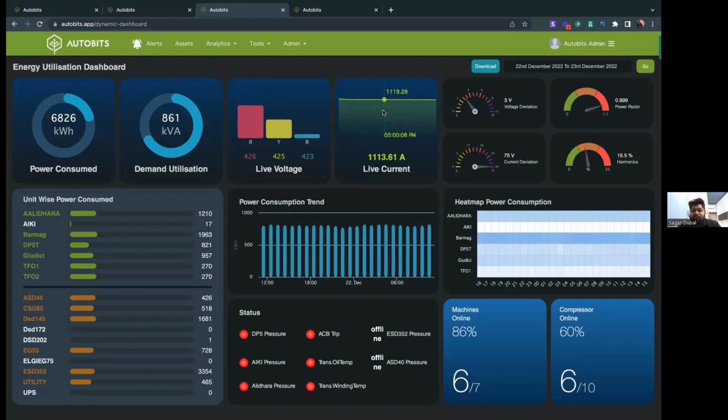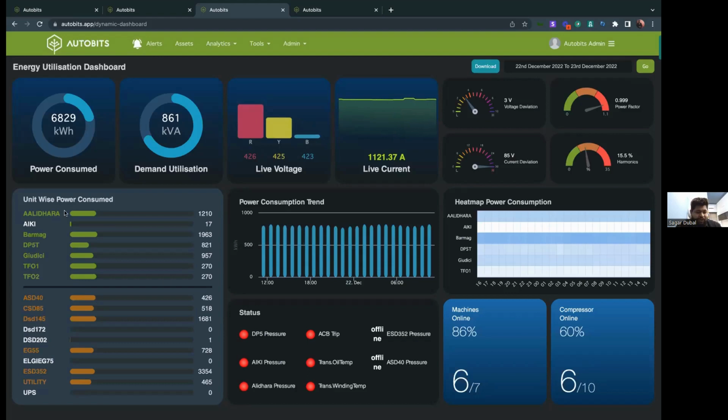We can see that there are no spikes in the current. Spikes in current or spikes in voltage can create big problems. The voltage deviation is only 3 volts, which is very good. Now current deviation is on the higher side. You can see it's 56, so it's 87, sorry. So it's very high. Power factor is 0.99, which is again good. Harmonics are again higher, but it's okay.